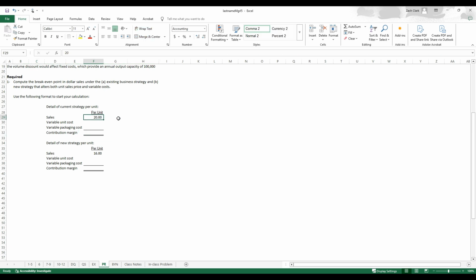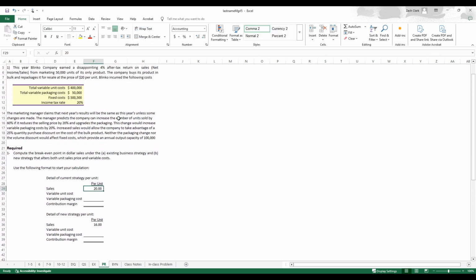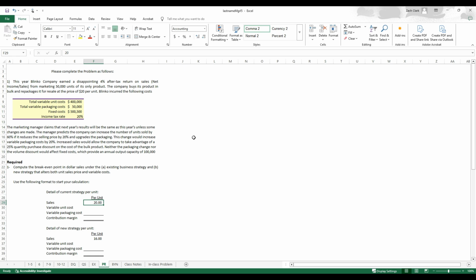So let's get started. It gives us a couple figures here. It's telling us that the current strategy is $20 per unit, and we had 50,000 units. It just tells us $20 per unit. But then it tells us here, so $16 would be our reduction in the selling price by 20%. So we've got those two given to us. So this is the 20% sales price reduction.